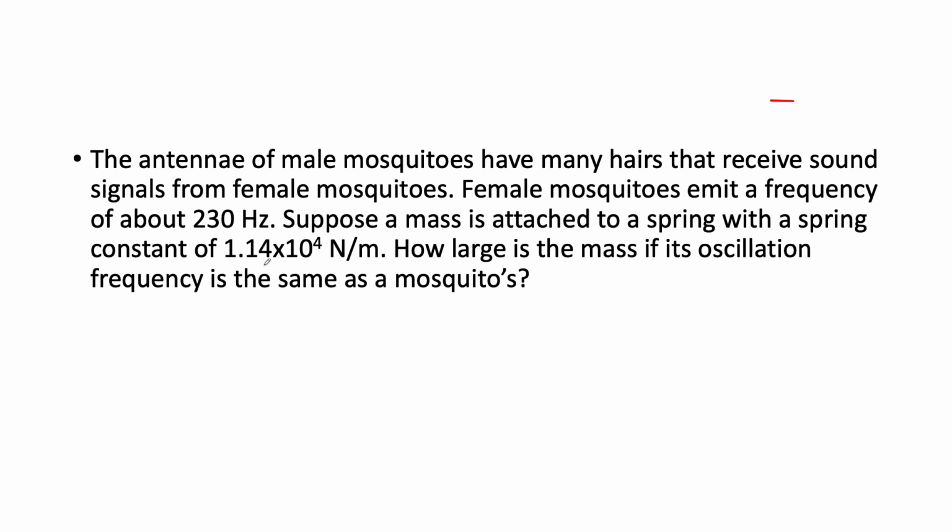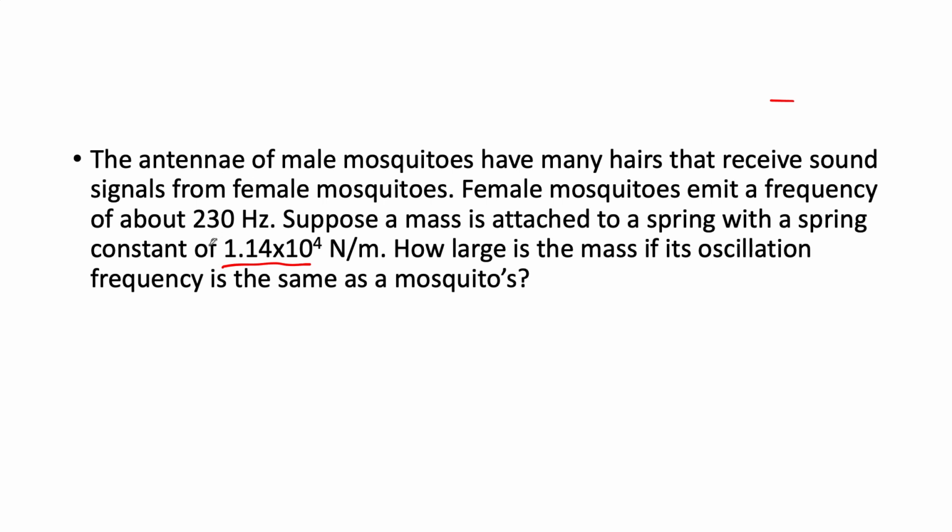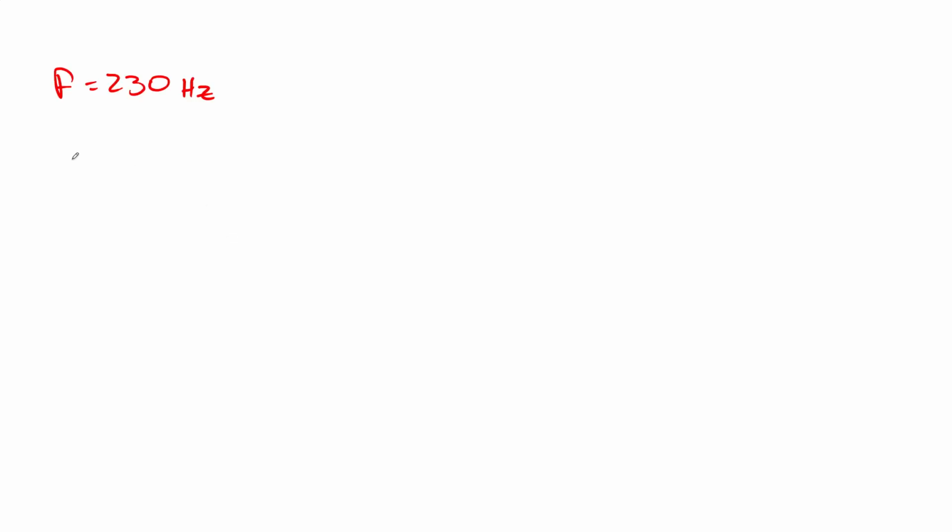So what we're going to do is say if we want to research this, we have a spring, and it has this spring constant, 1.14 times 10 to the fourth. Now we want to know what mass we need to put on this, so when we vibrate it, it has the same vibration frequency as this mosquito. So frequency is 230 hertz, and K is 1.14 times 10 to the fourth.